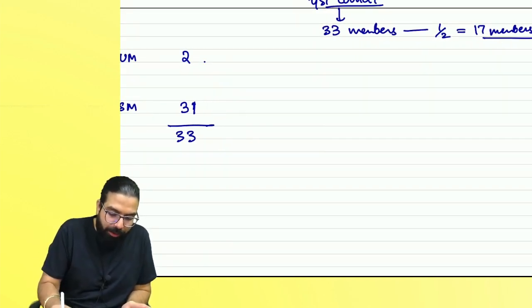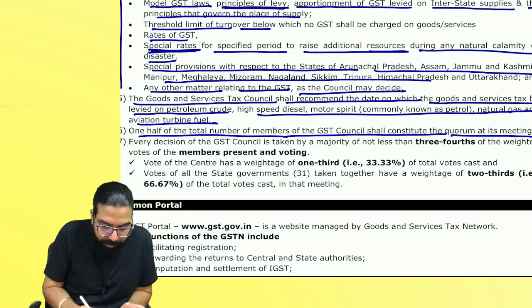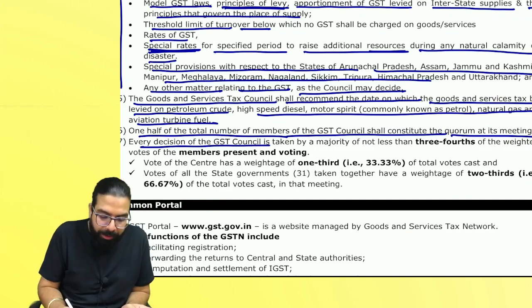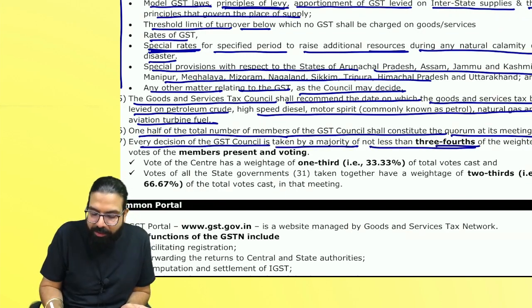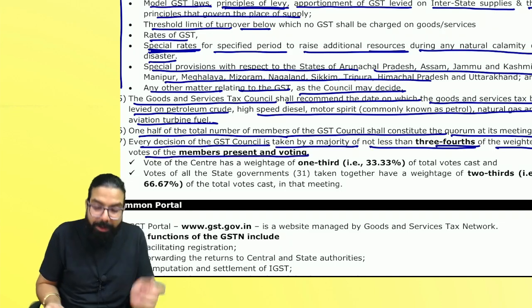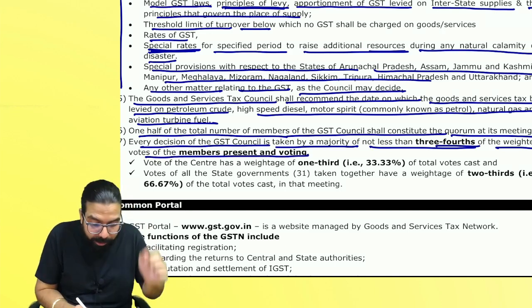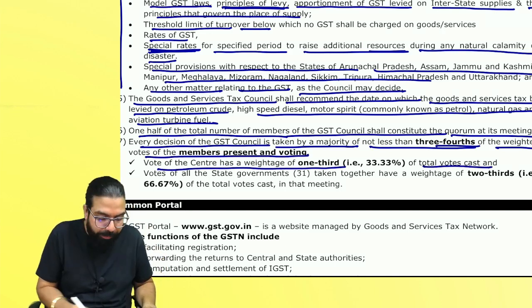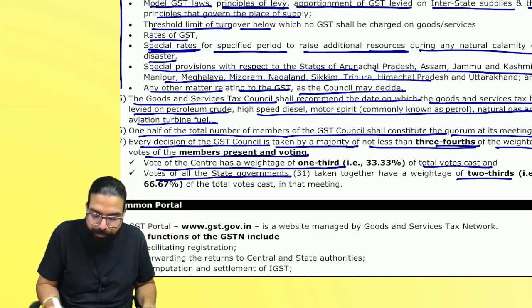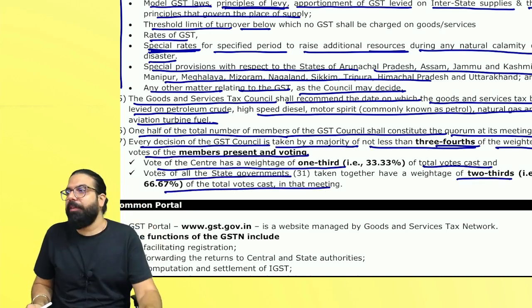Now, everyone, I want to go ahead and talk about it. Listen, every decision in the GST Council shall be taken by majority of not less than three-fourths of the weighted votes of the members present and voting. And then it says votes of the center have a weight of one-third and votes of the state have a weight of two-third. What do you understand by this, everyone?